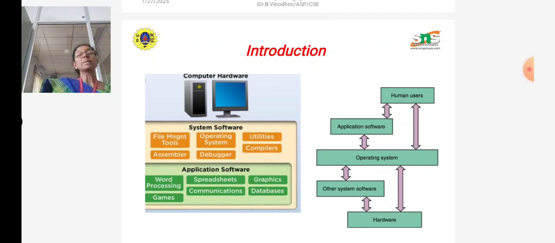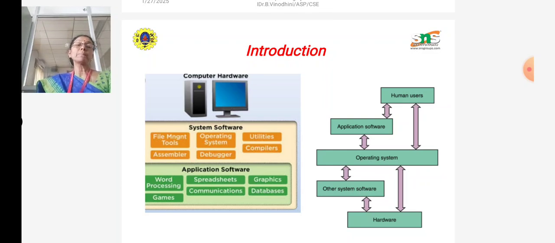Hardware is the physical component of the system. The hardware resources are the CPU, memory, files, and I/O devices. The operating system's main functionality is to allocate these resources to processes. So the operating system is an intermediary between our application program and the hardware.